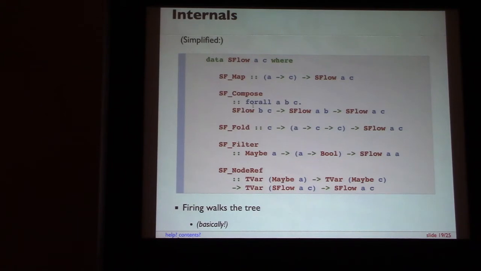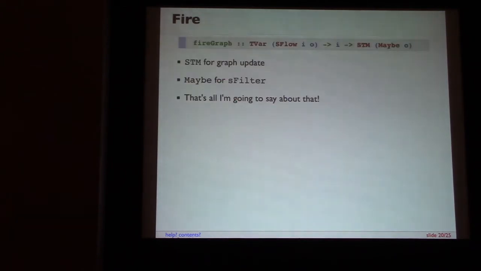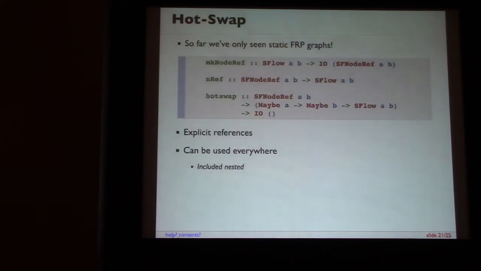When we get an input, we walk the tree. We return either a value or no value, depending on whether it's been filtered out. And we do an update to the graph because potentially the graph may have altered. So far, we've only seen static graphs, though. What does this talk about? Hot swap. I introduced three sort of primitives here.